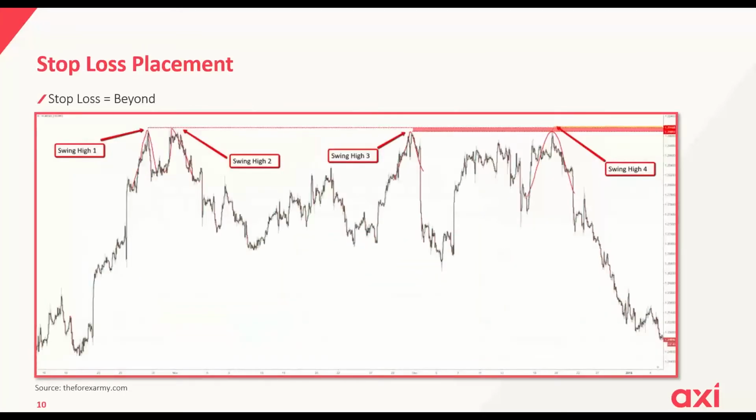So stop loss placement, it's as simple as this. This is how it looks on the chart. Of course, you got one big swing high here, you got one big swing high here, and you got another big swing high here. So now you have a big area over here, right? So if there's a big area over here, where would I put my stop loss? I'm going to ask you guys here. Is it at 1, which is over here? Is it at 2, which is over here? Where would I put my stop loss? At 1 or 2?